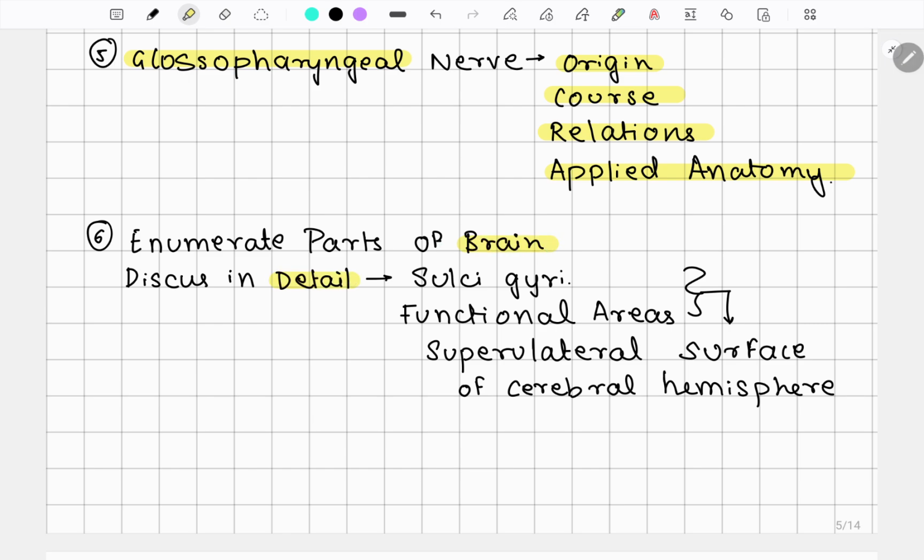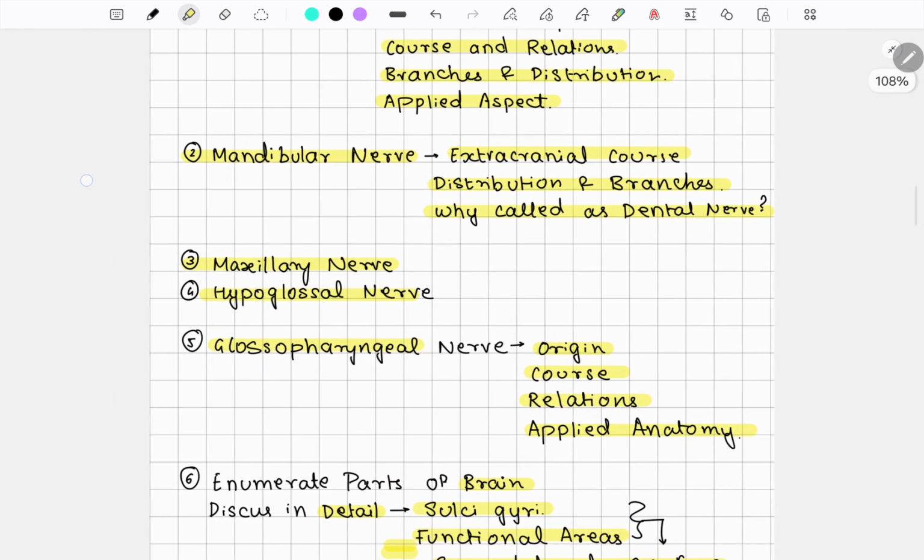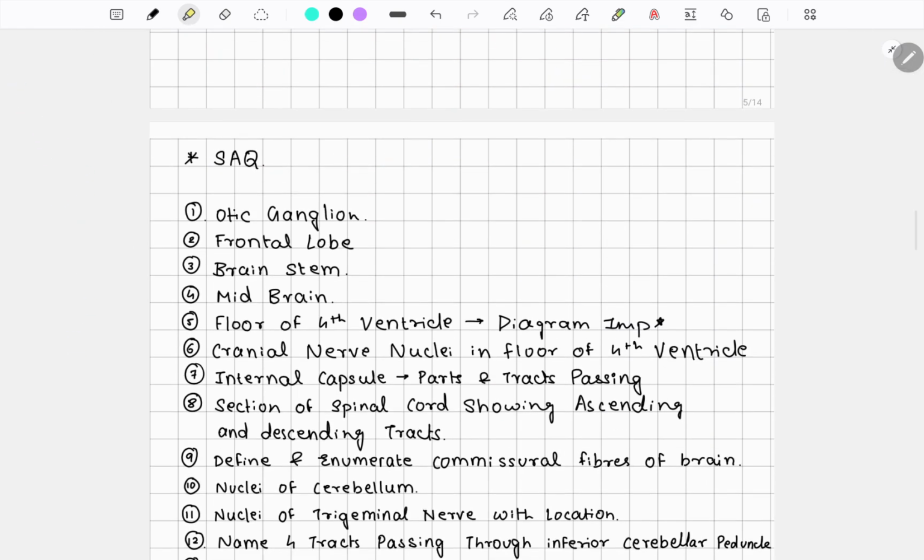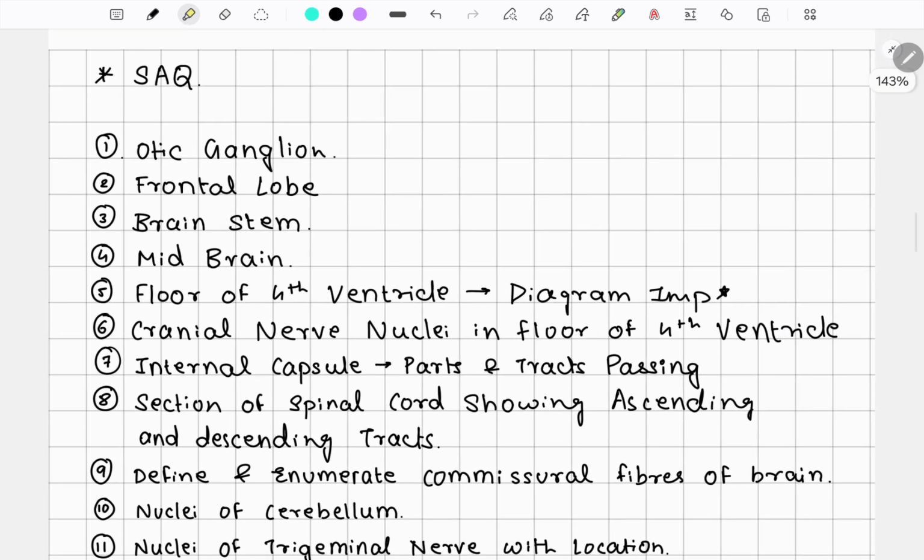You need to do detail about the sulci, gyri, functional areas, especially the superolateral surface of cerebral hemisphere. This is all about LAQs. You need to do diagrams of all the LAQs, especially the functional area of brain and the course of the nerves. Moving on to SAQ, the frequently asked SAQs are otic ganglion, frontal lobe, brain stem, midbrain, floor of the fourth ventricle.